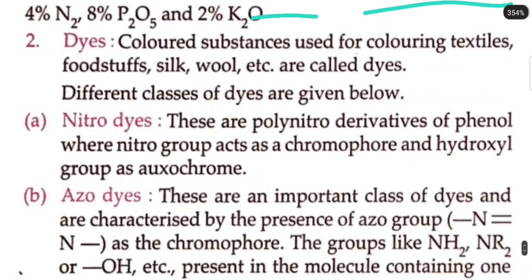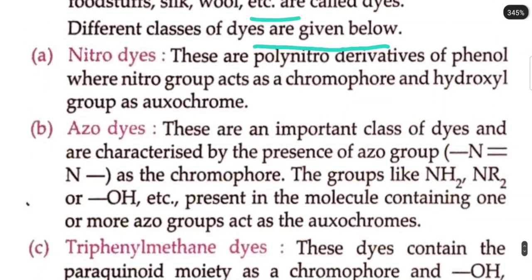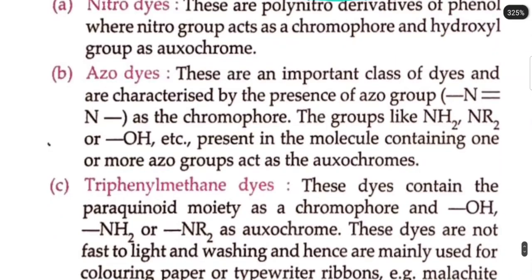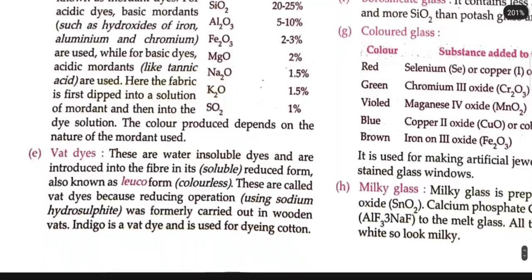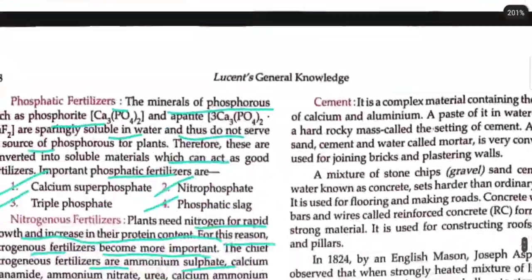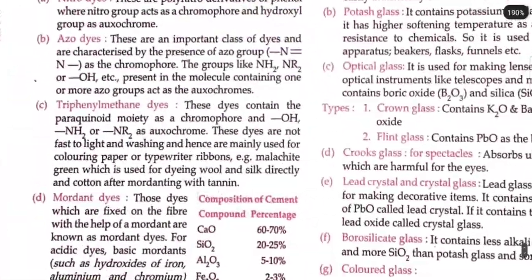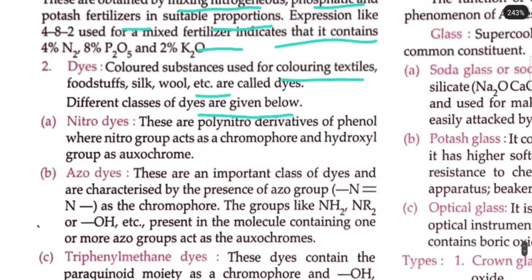Dyes. A colored substance used for coloring textiles, foodstuffs like silk, wool, etc. are called dyes. Different classes of dyes are given below. Nitro dyes, azo dyes, triphenyl methane dyes और मॉडर्न डाइज, वेट डाइज और ये डाइज तक है. ठीक है.